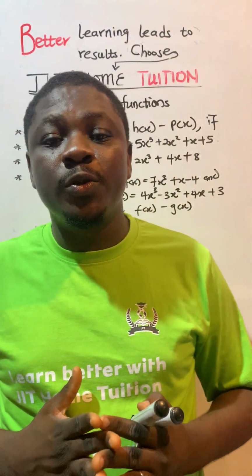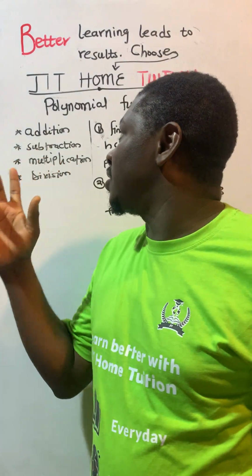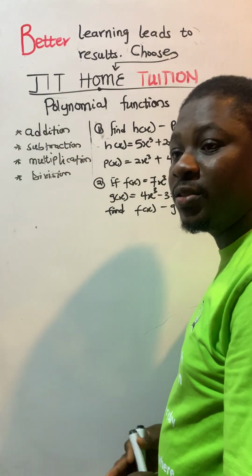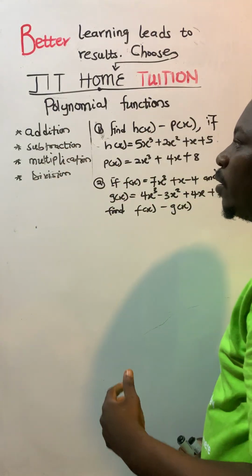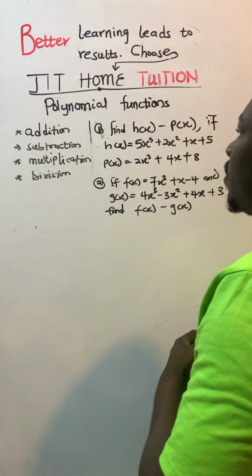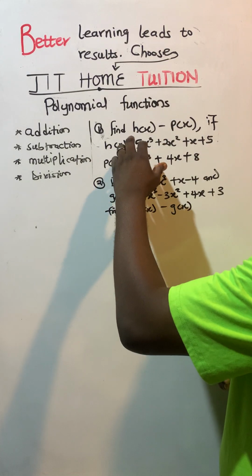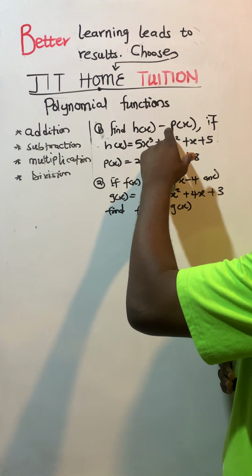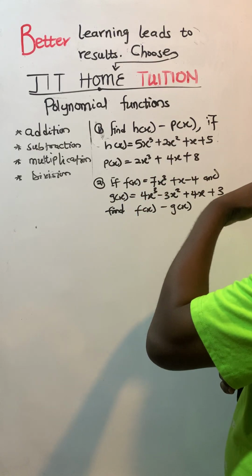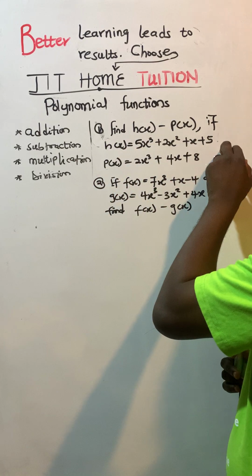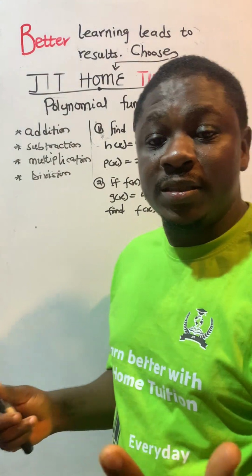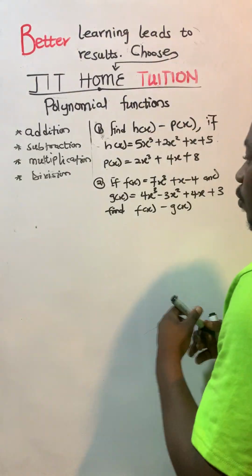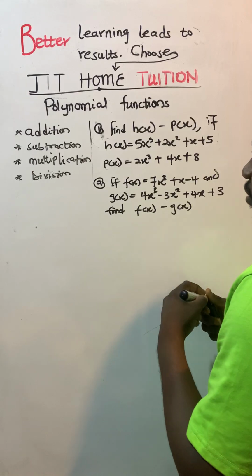In our previous video, we looked at addition of polynomial functions. In this video, we are going to continue with the subtraction. All right. So now we have this question on the board. The question is saying that find h of x minus p of x if you have h of x function to be this and p of x function to be this. Now we are going to go by the same approach. All right. So how do we go about with it?